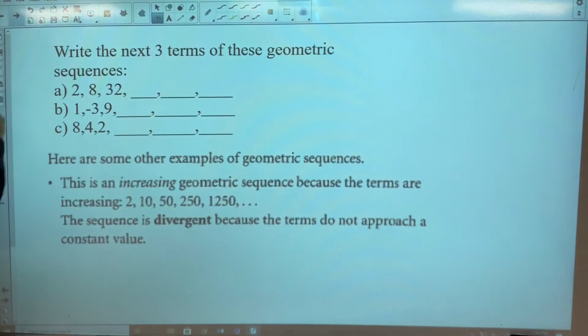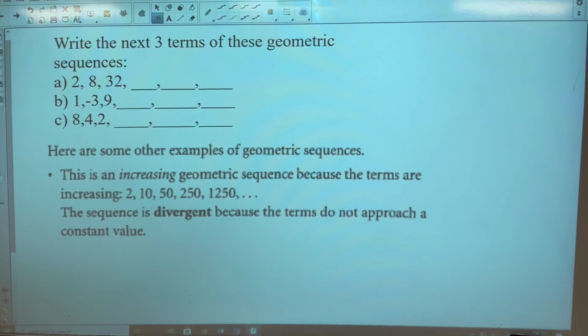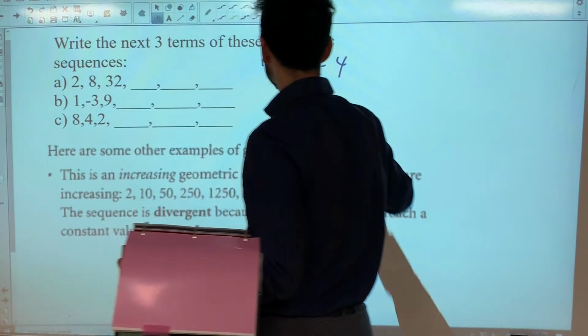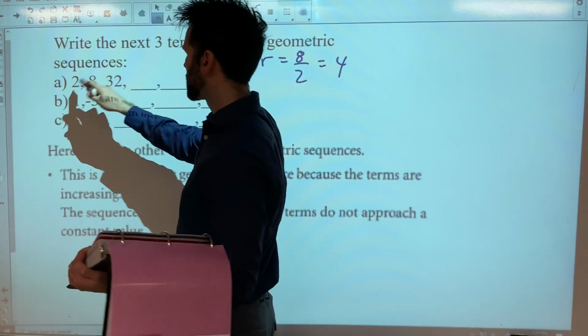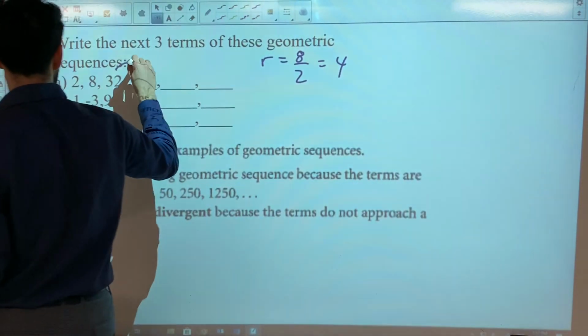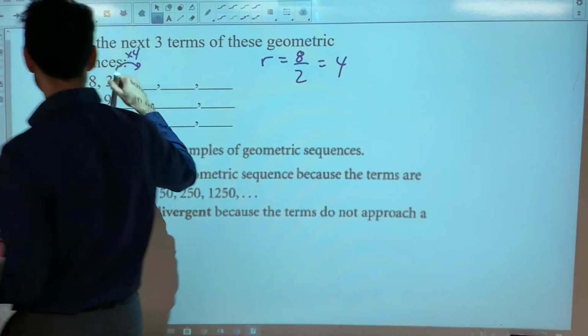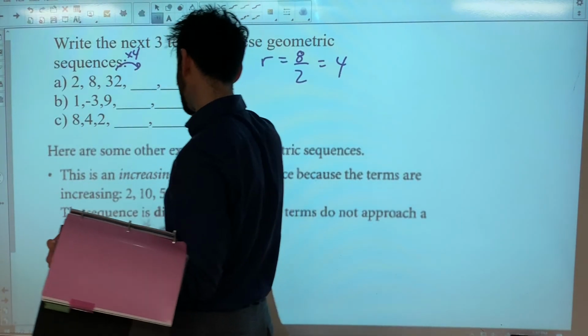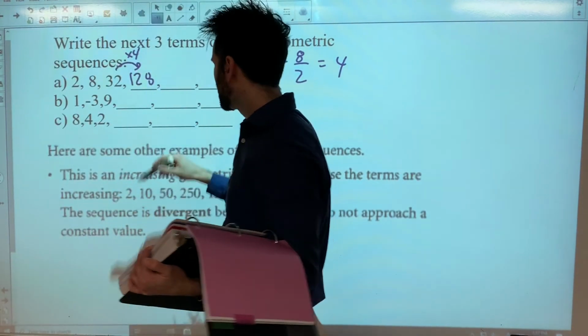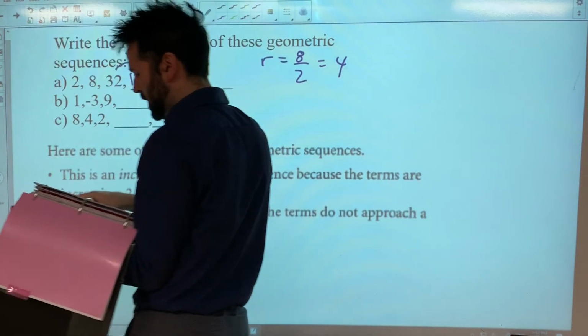So let's try some of this. So let's find a couple sequences. Let's keep them going. So what's the ratio here? If you go 8 divided by 2, you get 4. So check, is it multiplying by 4 each time? Yep. So 32 times 4 is what, like 128? Yeah, and then multiply by 4 again, if you have your calculator.